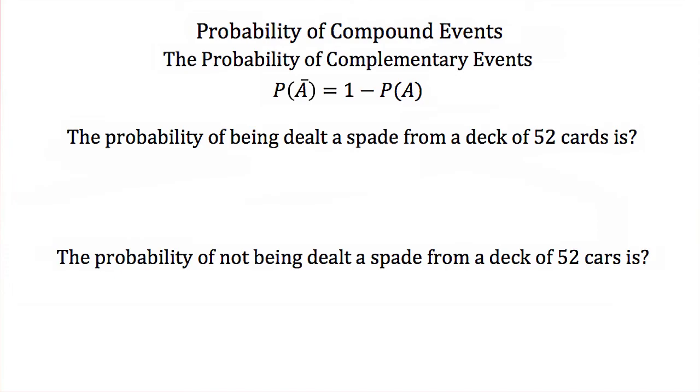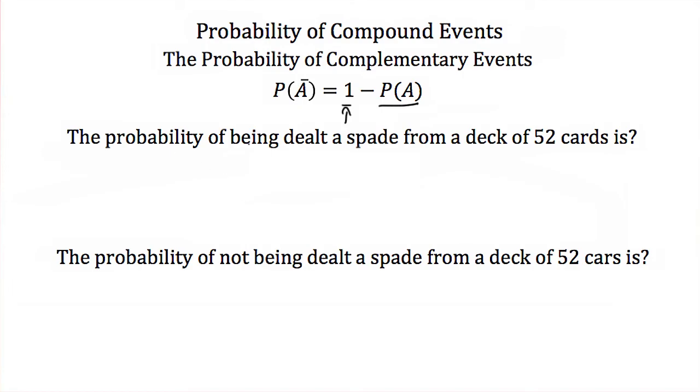Now the last thing we have to talk about is the probability of complementary events. Here we have the probability of A with this line over it. This basically means this is the probability of A not happening. And the probability of A not happening is equal to 1, the 100% probability, minus the probability of A happening.